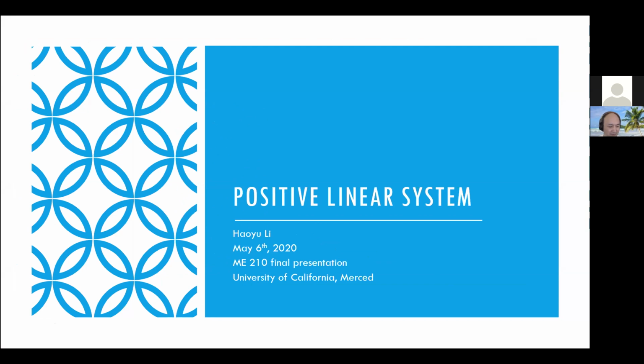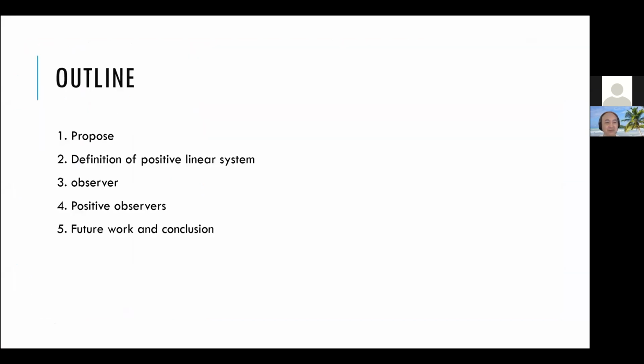Okay. So the outline is that the first is the purpose. So where can we use the positive linear system? And the second, the definition of the positive linear system. So the basic definition. I will guide you as easily and as clearly as possible. And then the third is the observer. I'm going to introduce the basic observer in one or two minutes, so you know what the requirements of the observer are.